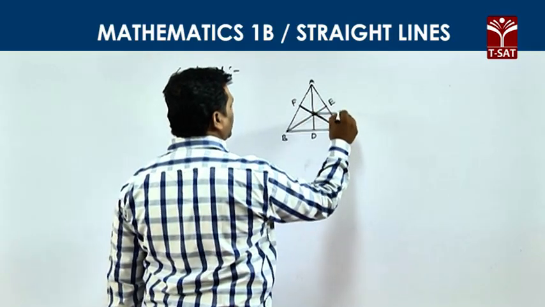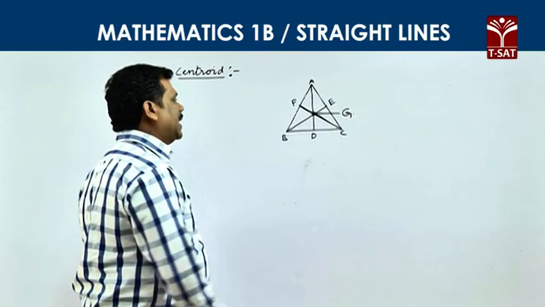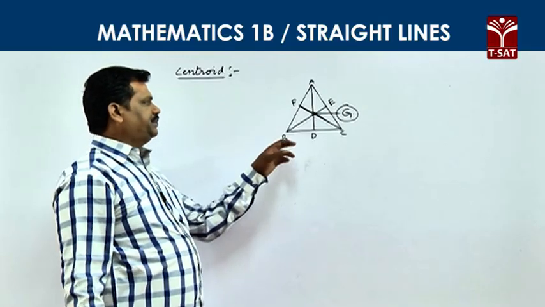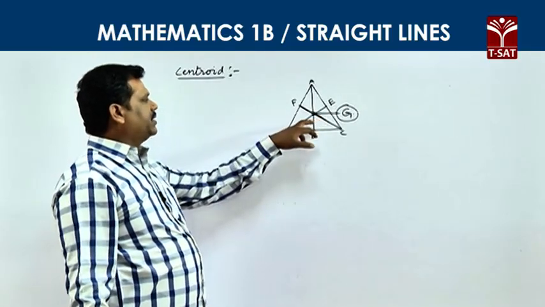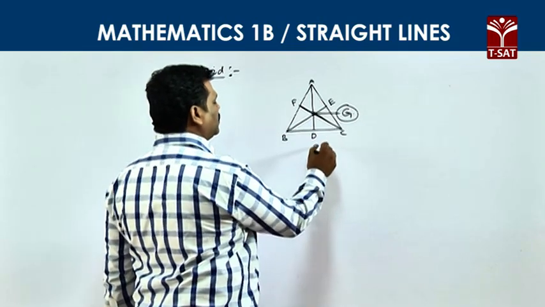The point of concurrency is called the centroid. It is denoted by capital G. Here the centroid divides each median in the ratio 2:1.